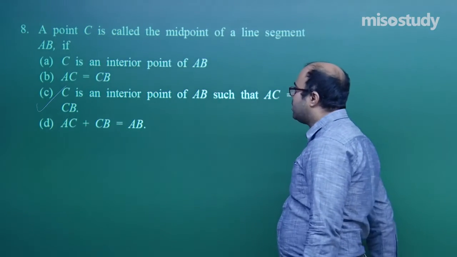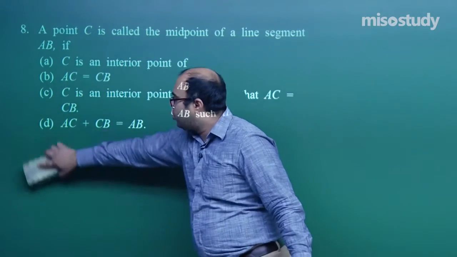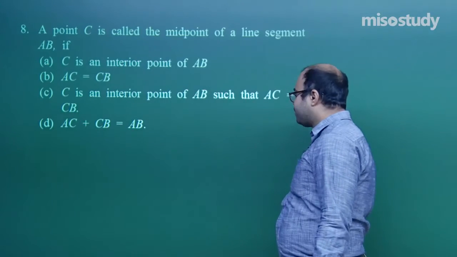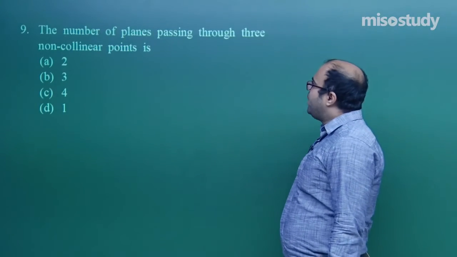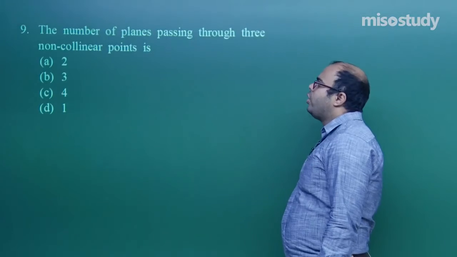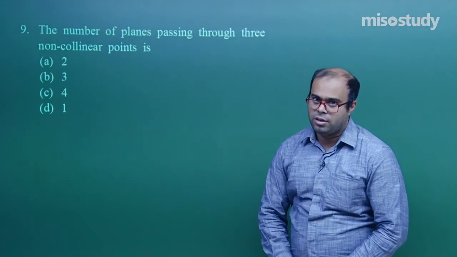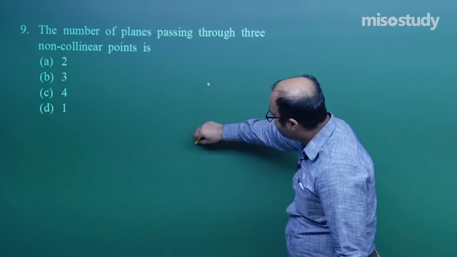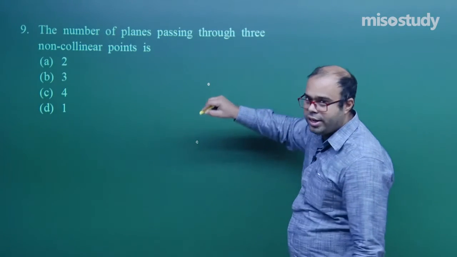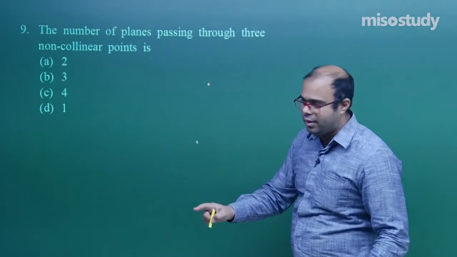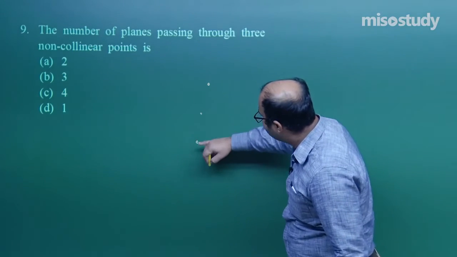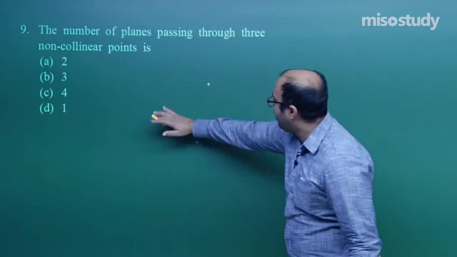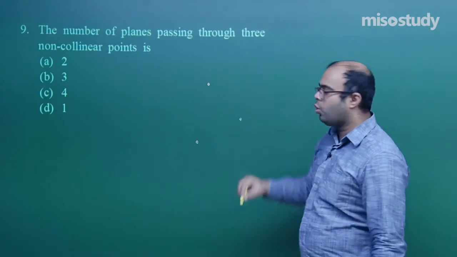Let us see the next question, which is also the 9th question of 2 marks. The number of planes passing through 3 non-collinear points is. So, if we are taking 3 non-collinear points, let us take here, this is one point, this is another point. Non-collinear means they are not lying on the same line. We can't take points like this, this is in the same line. We have to take points non-collinear like this.